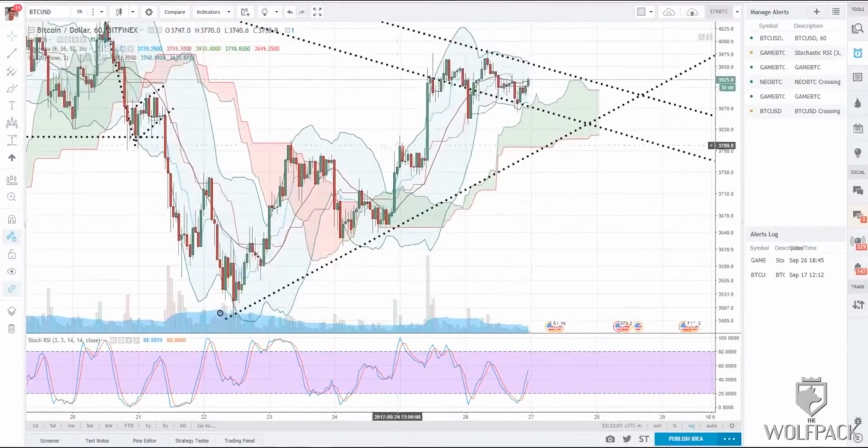Actually, in the 1 hour, this is a bull flag right here. Another little example. You have your pole, you have the flag, this little consolidation period, and then boom, another pole. Perfect example of a bull flag.